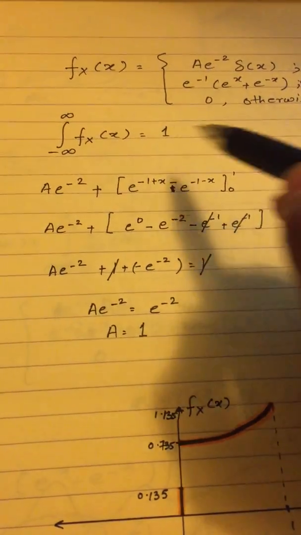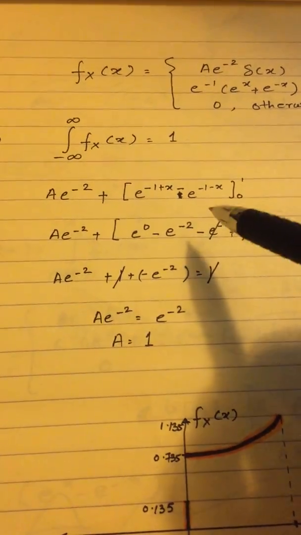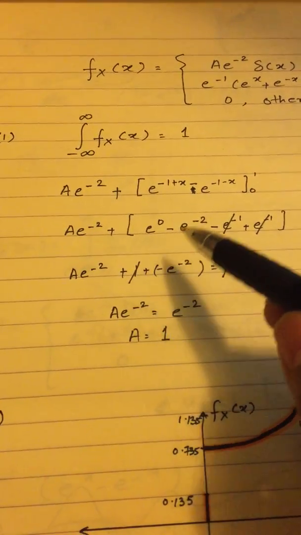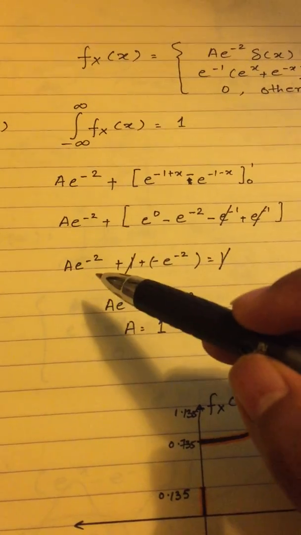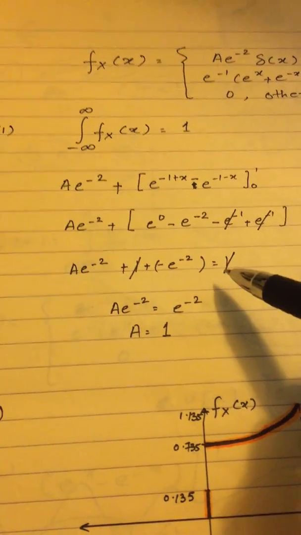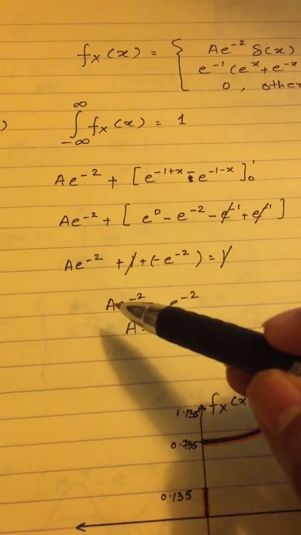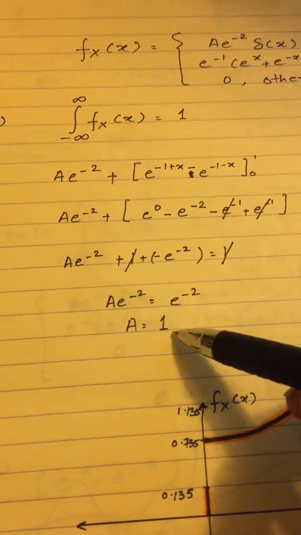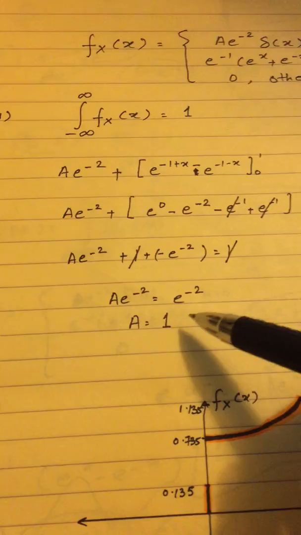So now we know that the sum of this entire term has to be equal to 1, right? So these two cancel out, this turns out to be 1. We get this down here, a e to the power minus 2, this entire thing is equal to 1. 1 cancels on both sides. We have a e to the power minus 2 is equal to e to the power minus 2. Hence we get a is equal to 1.